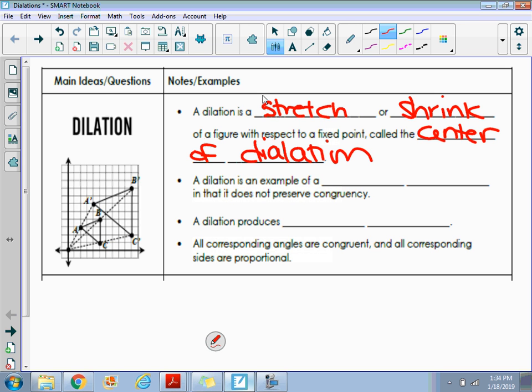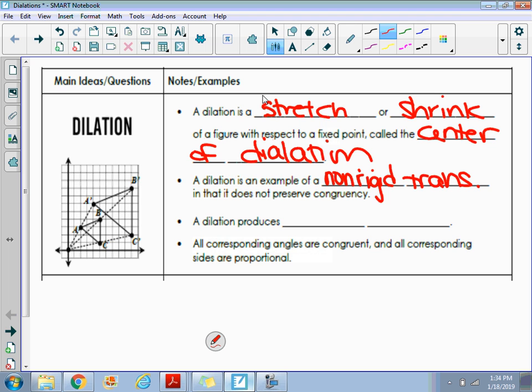Okay, a dilation is a non-rigid transformation. So what does that mean? Remember we said rigid transformations preserve congruence. It means the shape stays the same and the size stays the same. So if it's non-rigid, something's going to change. In dilations, what changes? The size. The shape is the same, the size changes.